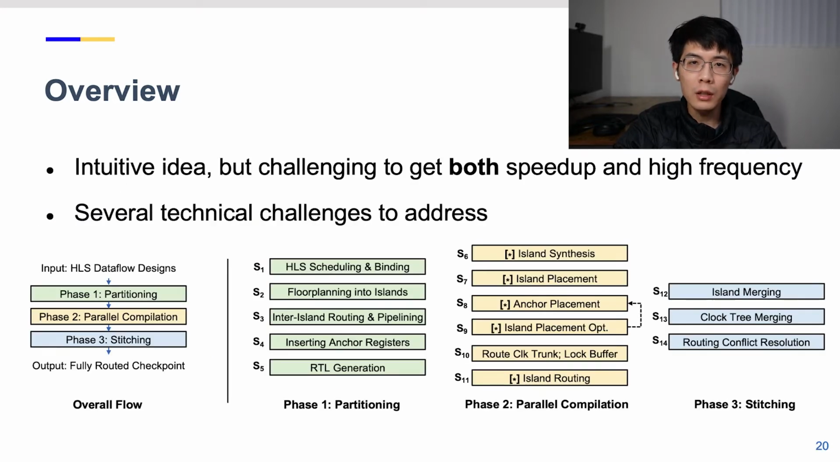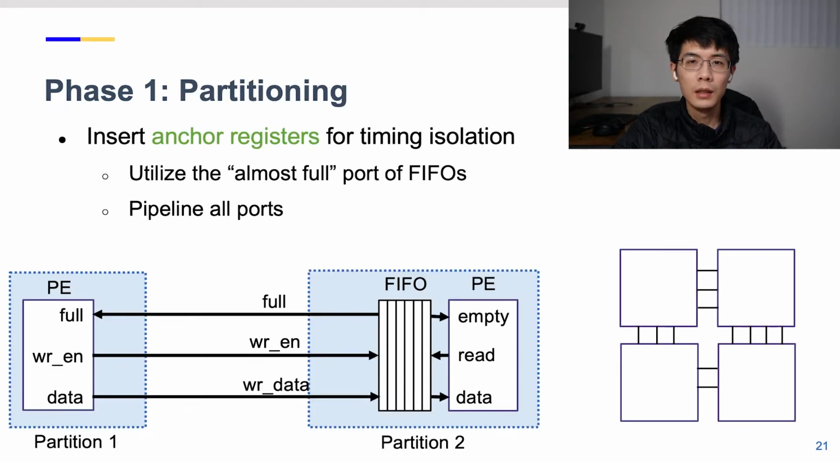While the divide and conquer idea may seem intuitive, it is challenging to get speed up and high frequency at the same time. There are dozens of steps and several major technical challenges that we must address. Let's start with a more in-depth introduction of Phase 1.